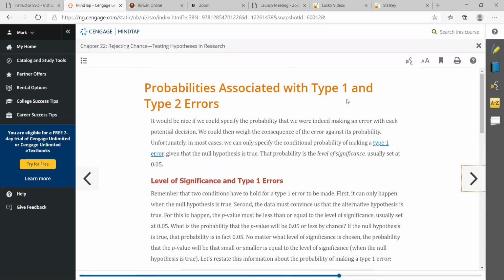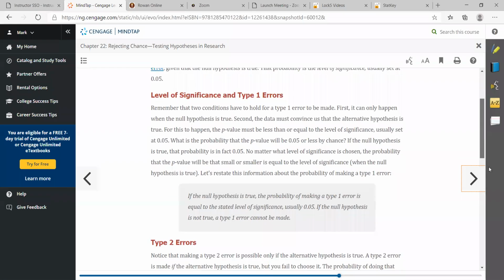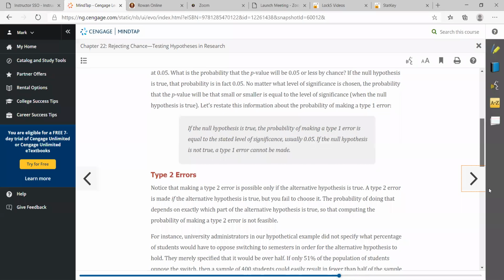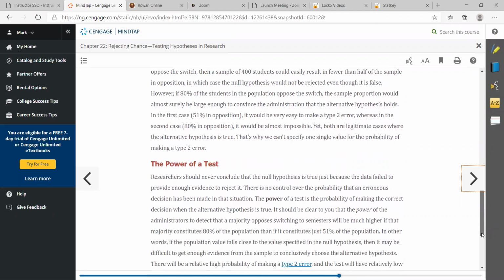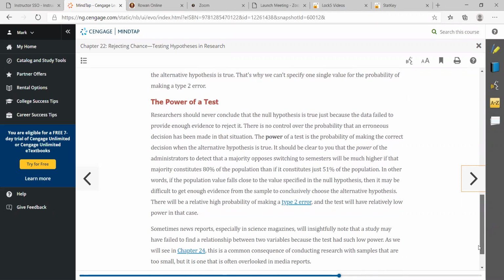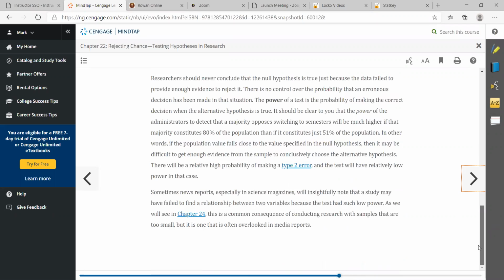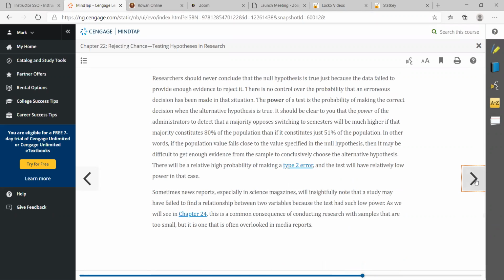Here are the probabilities associated with type 1 and type 2 errors. Again, the probability of a type 1 error is called alpha, or the level of significance. I mentioned that earlier. And for type 2 errors, it's beta. That's the probability of a type 2 error. And then they do mention power of the test. So definitely you're responsible for that, just the definition of it.